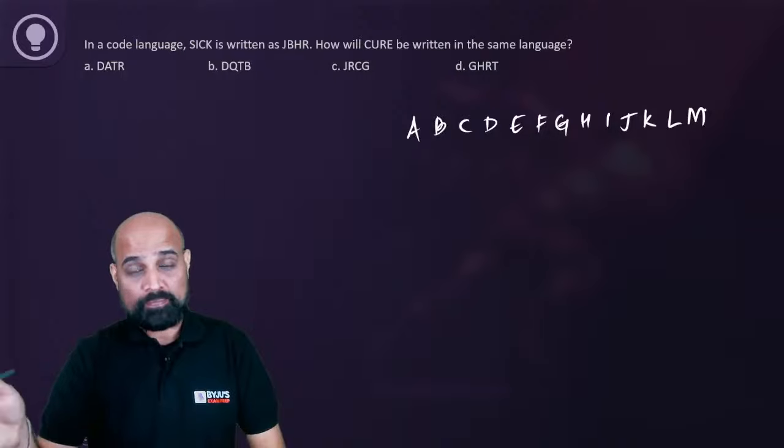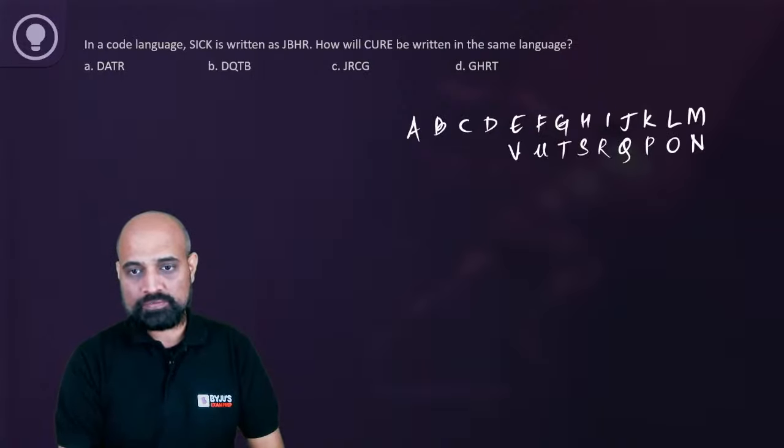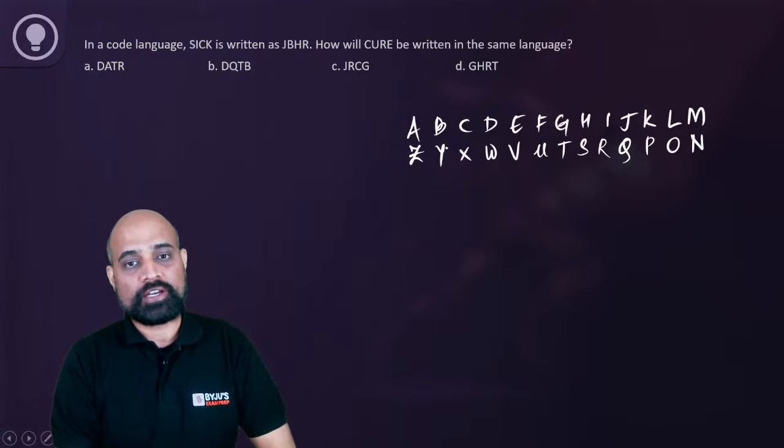A to M is 13 letters. AM, AM, PM wala AM. And then you will write down N, O, P, Q, R in the reverse order, not in the same sequence. This will help you figure out any combination that is possible when it comes to encoding, decoding.